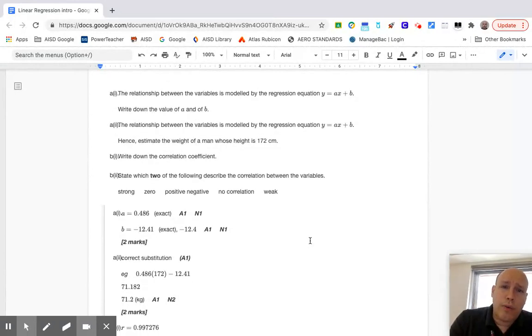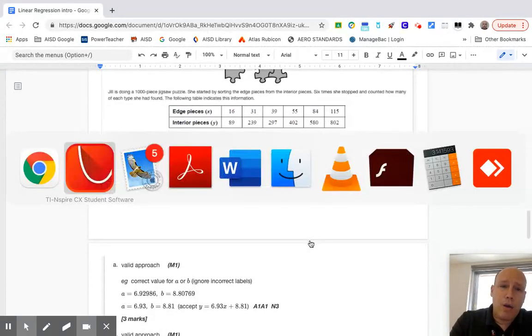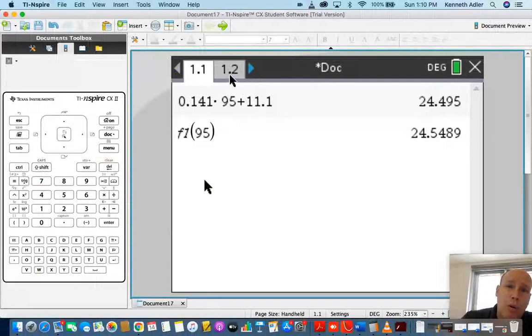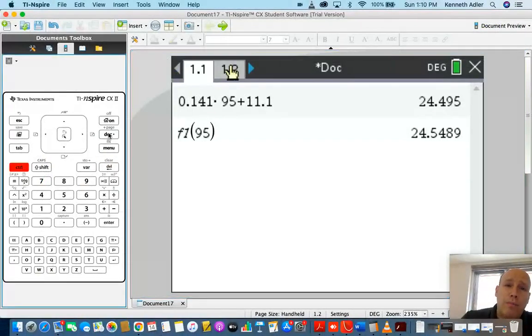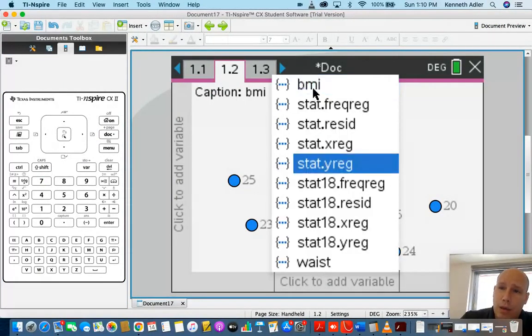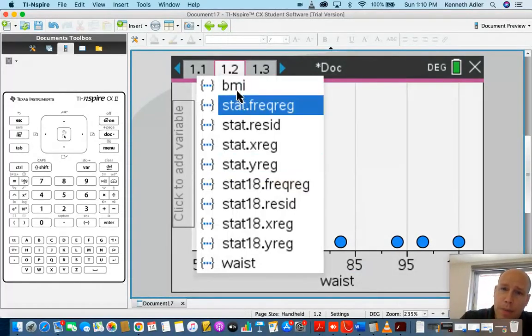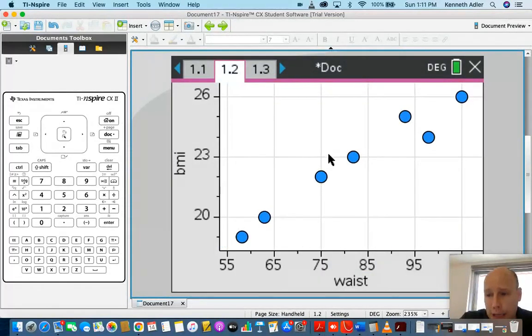In the question over here, they ask you to describe the correlation between the variables. And so in that case, you might go back to your graph. You might say, you know what? Let me add data statistics. This is waist, BMI. And you would say it's positive and it's strong. It's positive because as X increases, Y increases, and it's strong because the R is really close to 1.